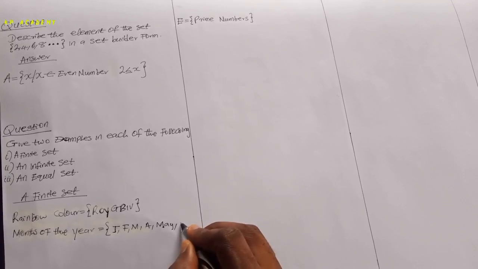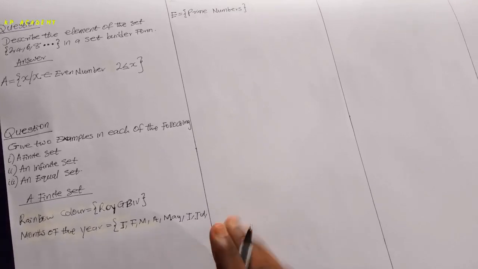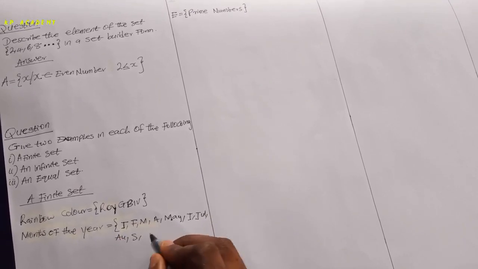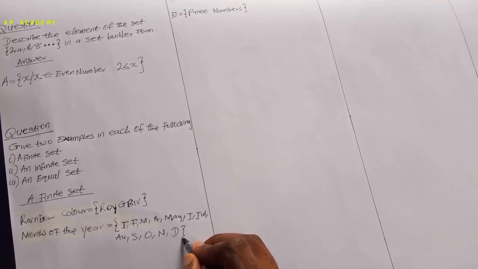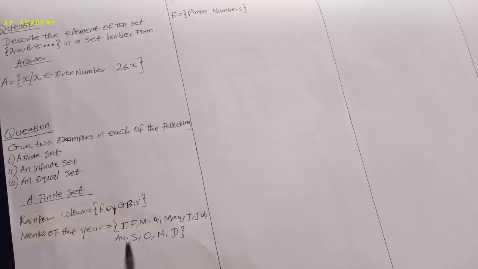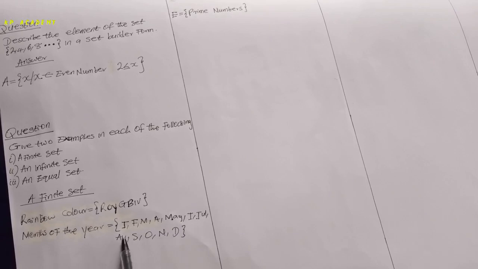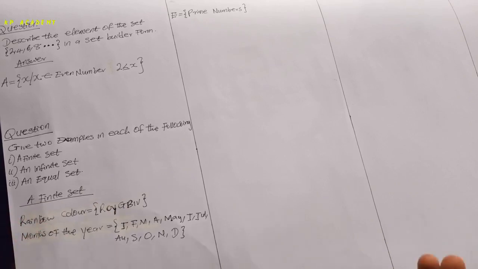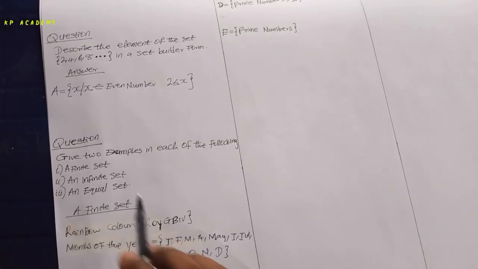June, we can use J, July, then the next one is August, then September, October, November, and December. So you can see it is very much finite. There are just 12 months in a year. We have 1, 2, 3, 4, 5, 6, 7, 8, 9, 10, 11, 12. All right, so a finite set, like we said, is a set whose elements are finite. So it has limits.